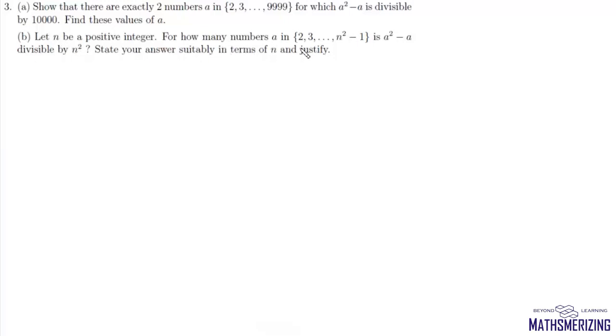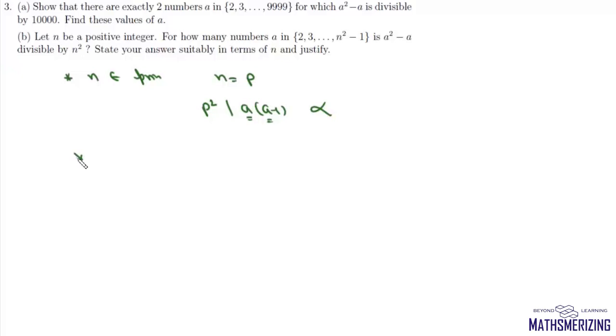Then for how many numbers a in 2, 3 up to n square minus 1 is a square minus a divisible by n square? Now, if n is a prime number, say n equals p, then if p square divides a minus 1, in that case one of a or a minus 1 is equal to 1, which is not possible. So if n is a prime number, then no value of a is possible.